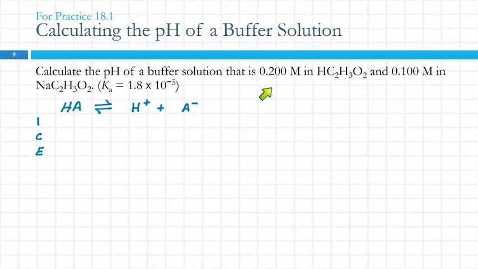So what are the initial concentrations? They're given in the problem, right? So I wrote HA for generic acid. That's referring to this guy, right? So 0.2 molar. And C2H3O2 minus is our A minus. And so we're told that that's 0.1 molar. What's the hydrogen ion concentration to start with? About 0, yep.